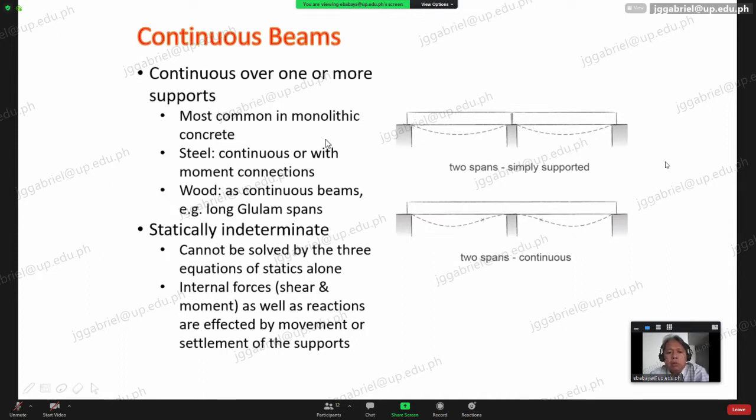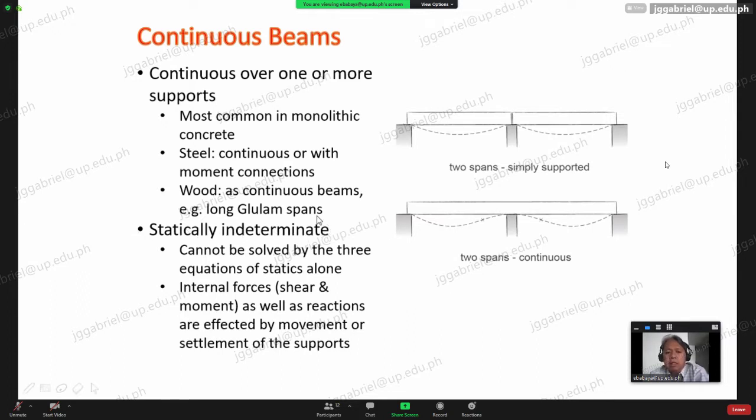Most common in monolithic concrete, still continuous or with moment connections, wood as continuous. Example, long glue lam spans. What is glue lam? Glue lam means they're glued and laminated.